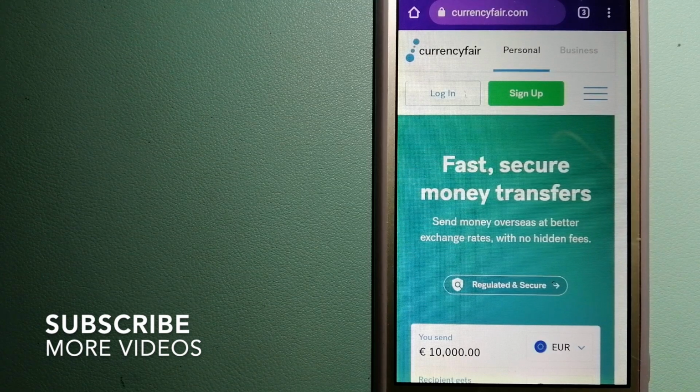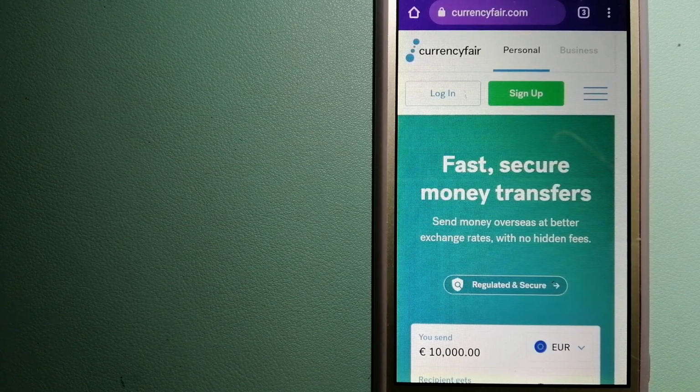Our first option is Currencyfair. This is a P2P online marketplace that allows individuals and businesses to exchange currencies and send funds to bank accounts worldwide. It uses a unique person-to-person online marketplace to facilitate currency exchange between users in a simple and anonymous fashion.